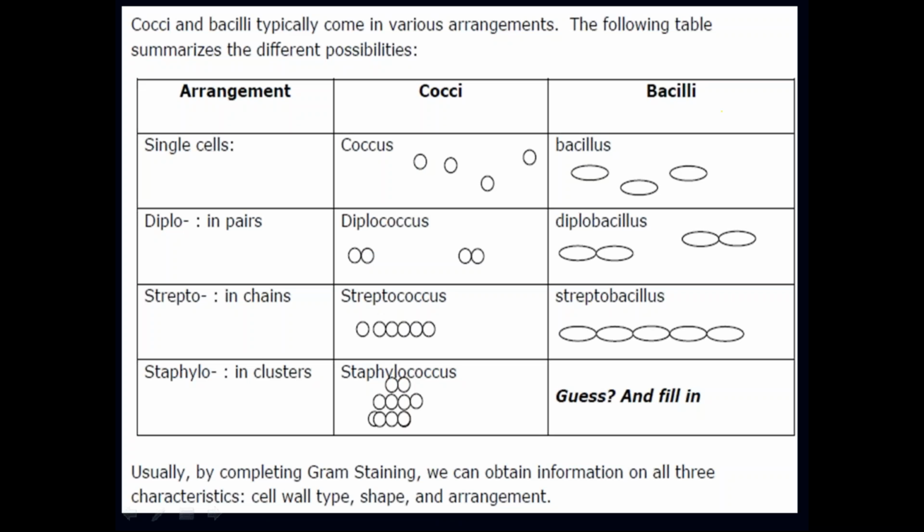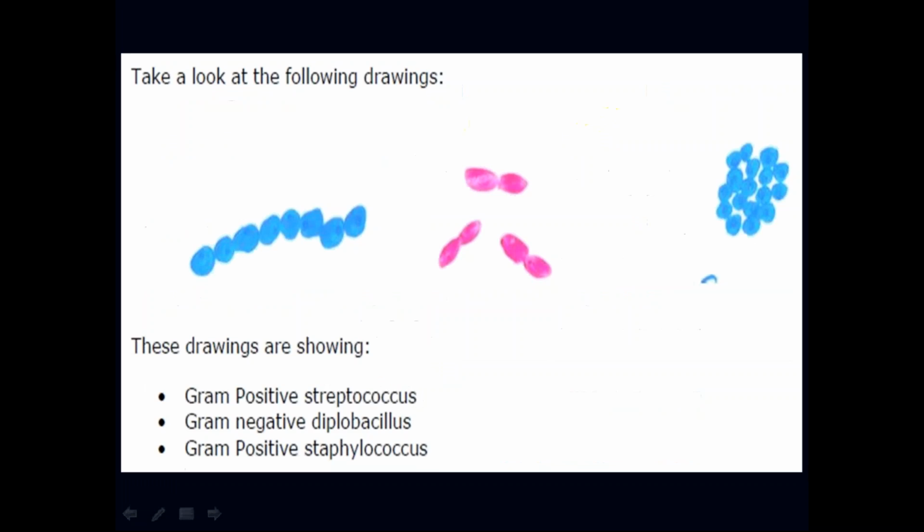So the shapes are going to be basically coccus. What is going to be useful for you, always remember this, is coccus and bacillus, period. That's all I want you to remember. That's what you keep in your mind. It's always going to help you.